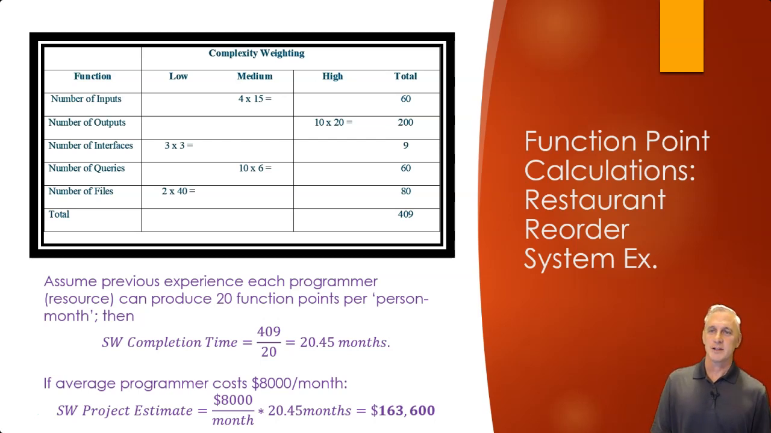So when you multiply all those together, you get totals for each of these things. Then you add all those totals in the right-hand column. We get a number of 409 function points. So that's what those are.